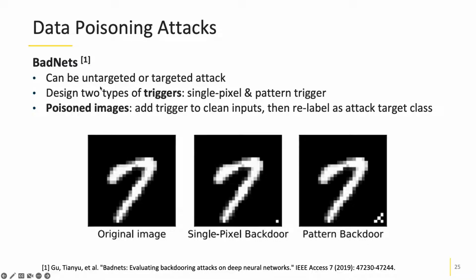To achieve the attack purpose, the adversary needs to generate poisoned images by adding either the single pixel or pattern trigger to clean inputs, and then relabel these perturbed images as the attack target class. This can be a fixed target class for a targeted attack, or it can be a random class for an untargeted attack.